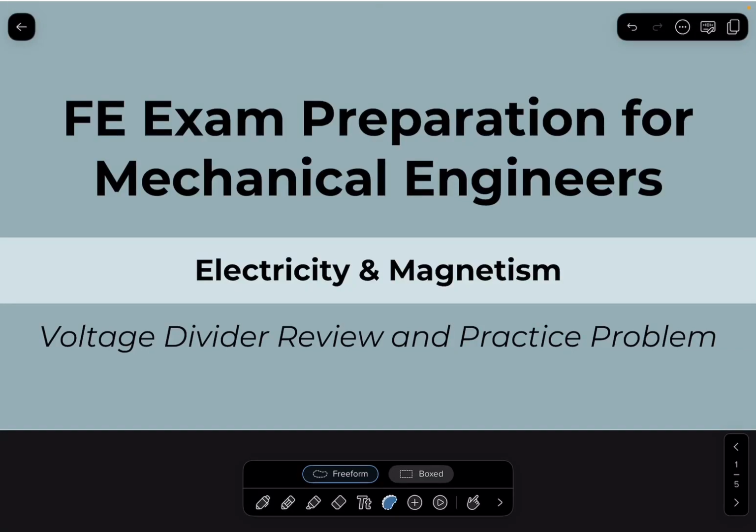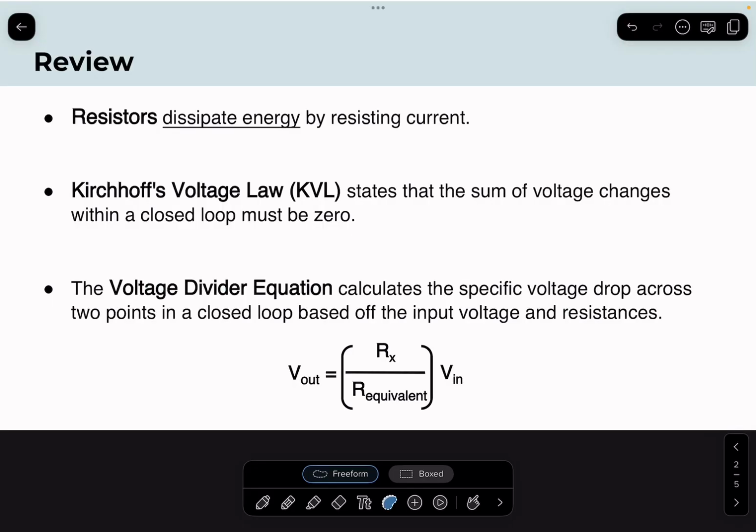Today we will review the voltage divider equation, which pertains to the electricity and magnetism section of the exam. Starting with a review, resistors are electrical components that dissipate energy by resisting current. They are represented by the squiggly symbol here.